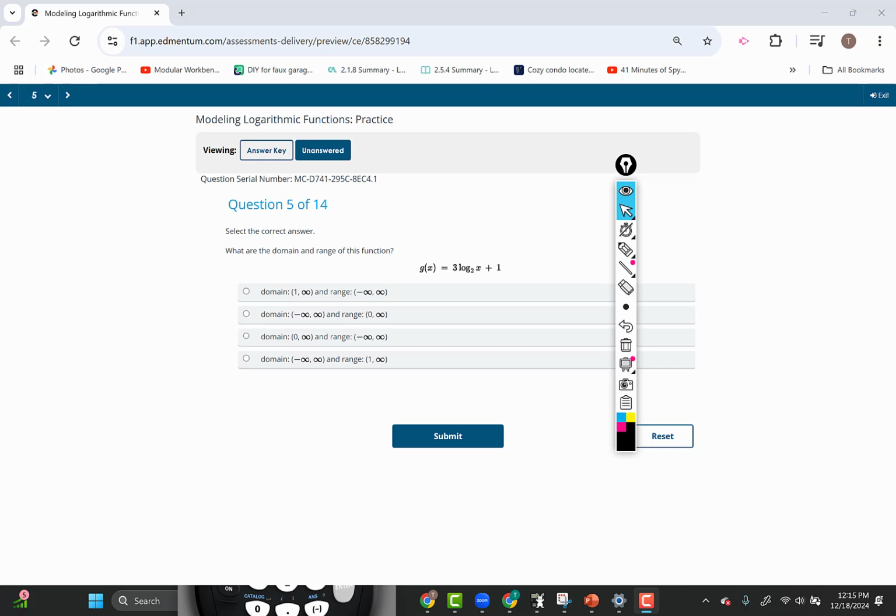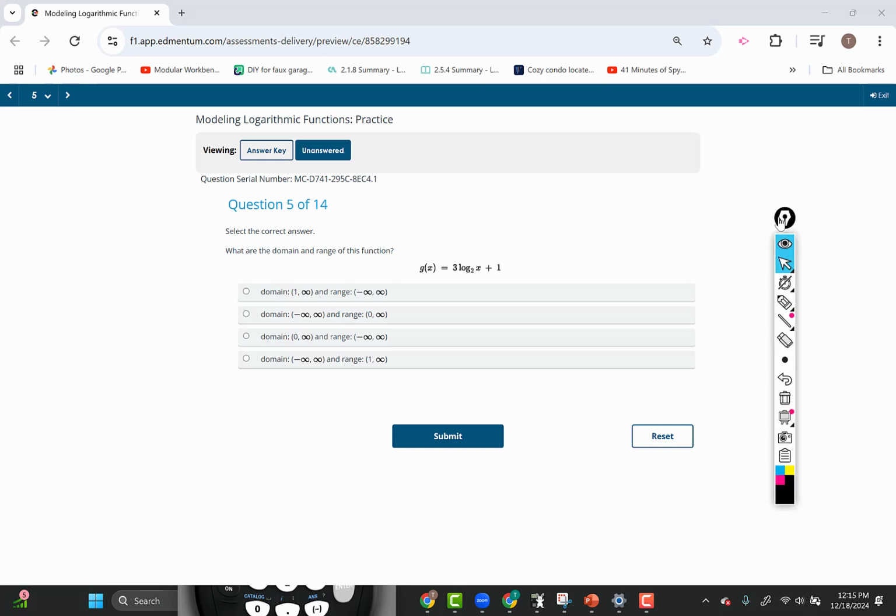Select the correct answer. What are the domain and range of this function? So to make this problem, you could graph it and identify the domain and range, and that absolutely will work. But let's use our general knowledge of what the basic shape of logarithm graphs look like.